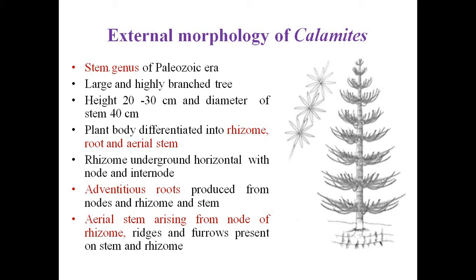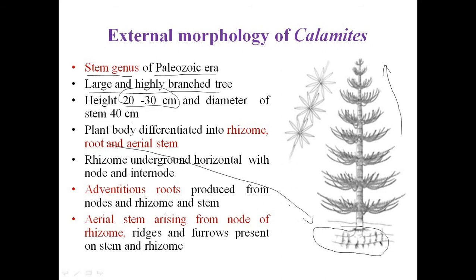So this is a stem genus of the Paleozoic era. You can observe its habit, and they resemble today's Araucaria, that is the Christmas tree. They were large and highly branched trees with a stem diameter up to 40 cm and height of 20 to 30 m. This plant body is with the rhizome, then roots, and this is the aerial stem.